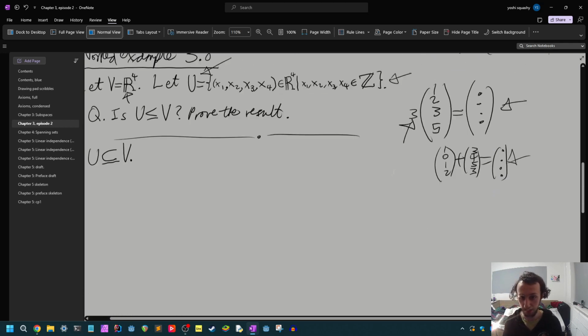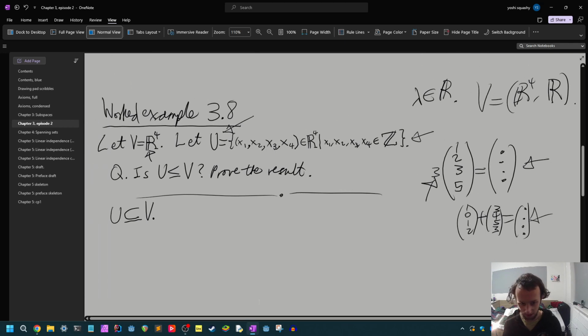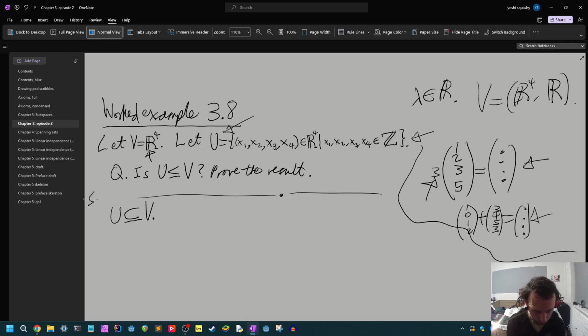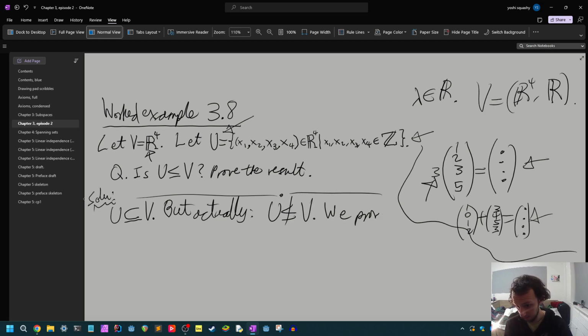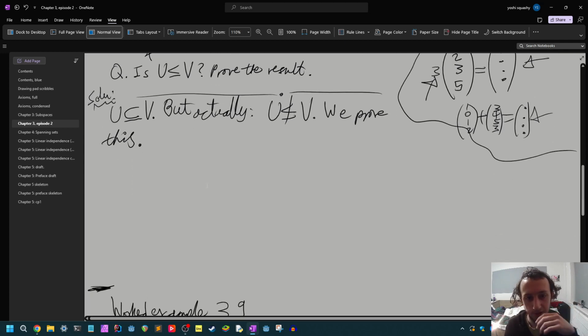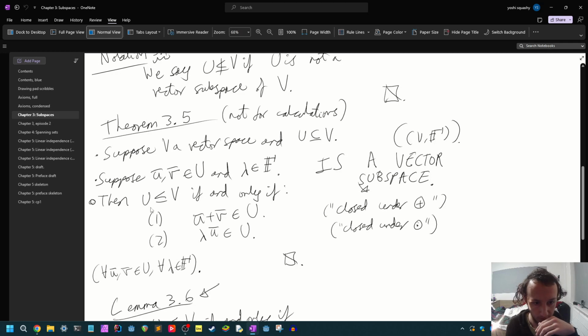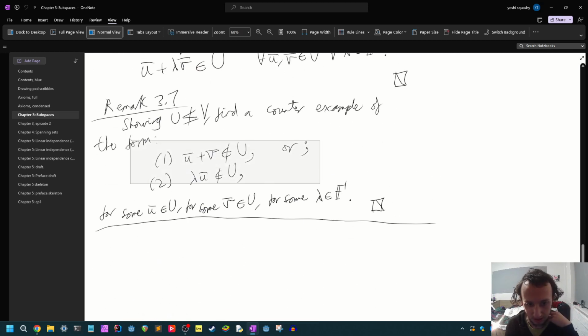So we're going to go straight into the disproof. For our solution, this is our rough working. For our solution, we start here. So we've identified that U is a subset of V. So it might have been a subspace, but in actuality, we're now going to say that U is not a subspace of V. And then we prove this, to signpost to the reader what's going on. So, how do we go about the proof? We simply look at remark 3.7 we made last time, and we need one of these two counterexamples.